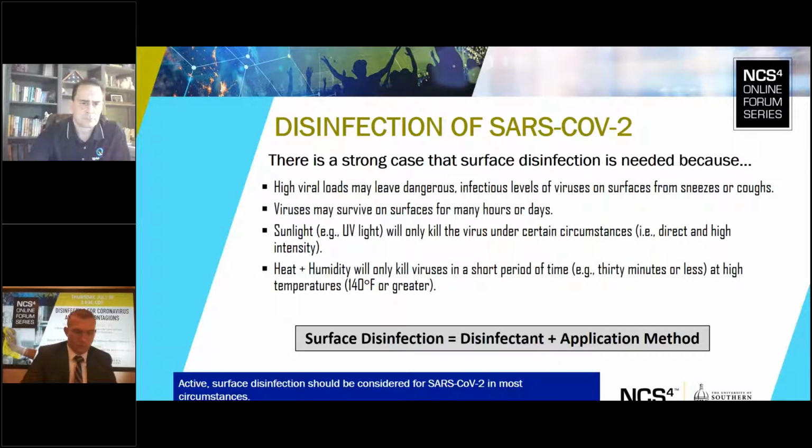So in summary, for my part of the presentation, I hope I've convinced you that surface disinfection of SARS-CoV-2 is necessary, because these high viral loads that are often emitted from an infected person can leave a large number of viruses on surfaces. These viruses may survive on surfaces for many hours or days, primarily because they're surrounded by bodily fluids, nasal mucus, saliva, etc., from people. And then finally, heat and sunlight will have some effect on the virus, but certainly not as effective as with other types of viruses. So, like I said, I firmly believe that surface disinfection is very, very important in facilities that may be contaminated with the SARS-CoV-2 virus.